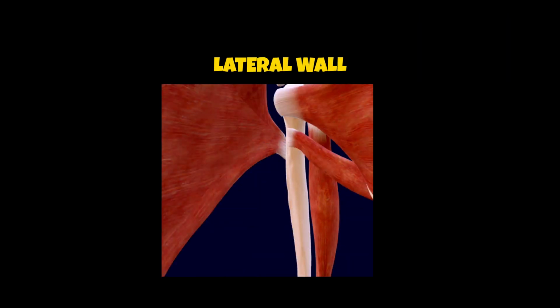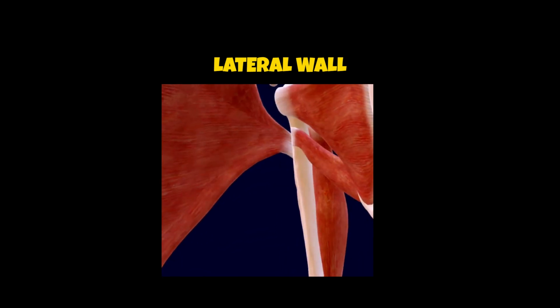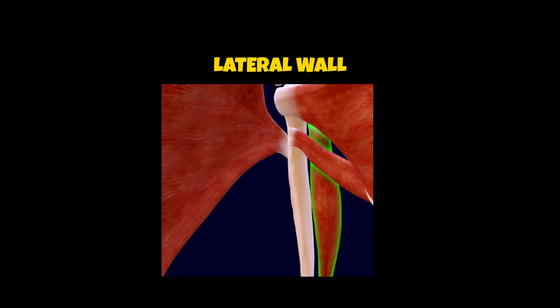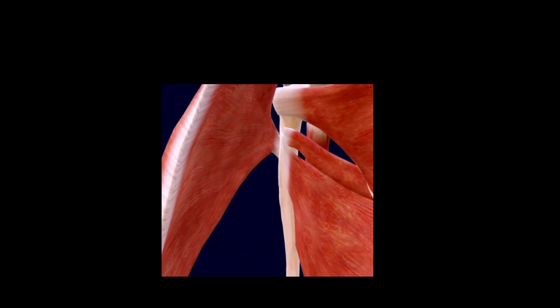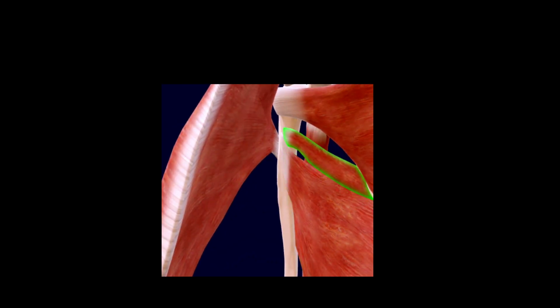Now, coming on to the lateral wall of the axilla, which is the narrowest of all the axillary boundaries, it is formed entirely by the intertubercular sulcus of the humerus. So, the muscle attachments along the sulcus: three major muscles attach around this groove.